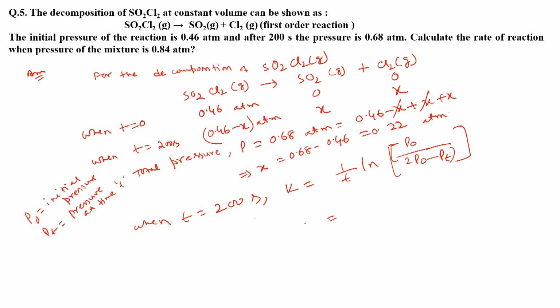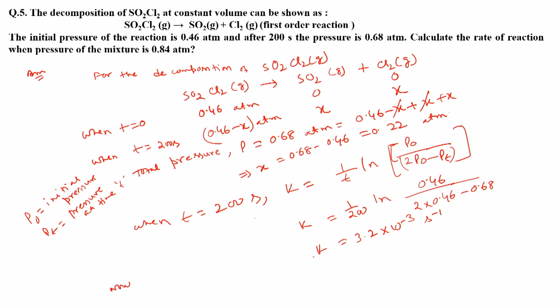Okay, so we get the value of k is 1 by 200 ln, where P naught, the initial pressure, was 0.46, by twice P naught minus Pt. So 2 times 0.46 minus 0.68, right? If we calculate this, we get the value of k as 3.2 times 10 to the minus 3 second inverse.